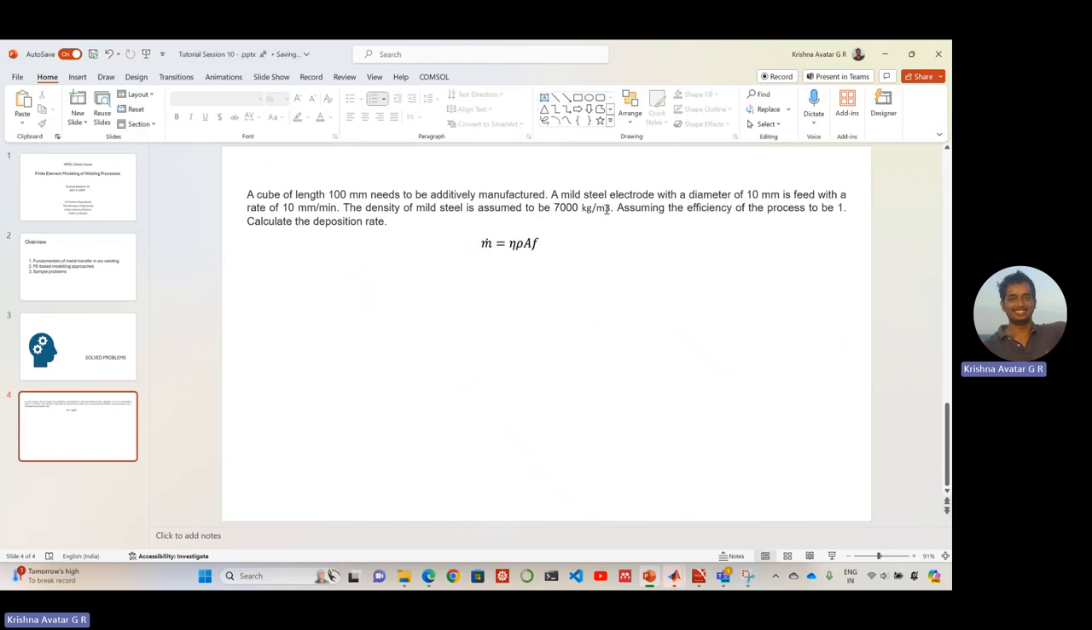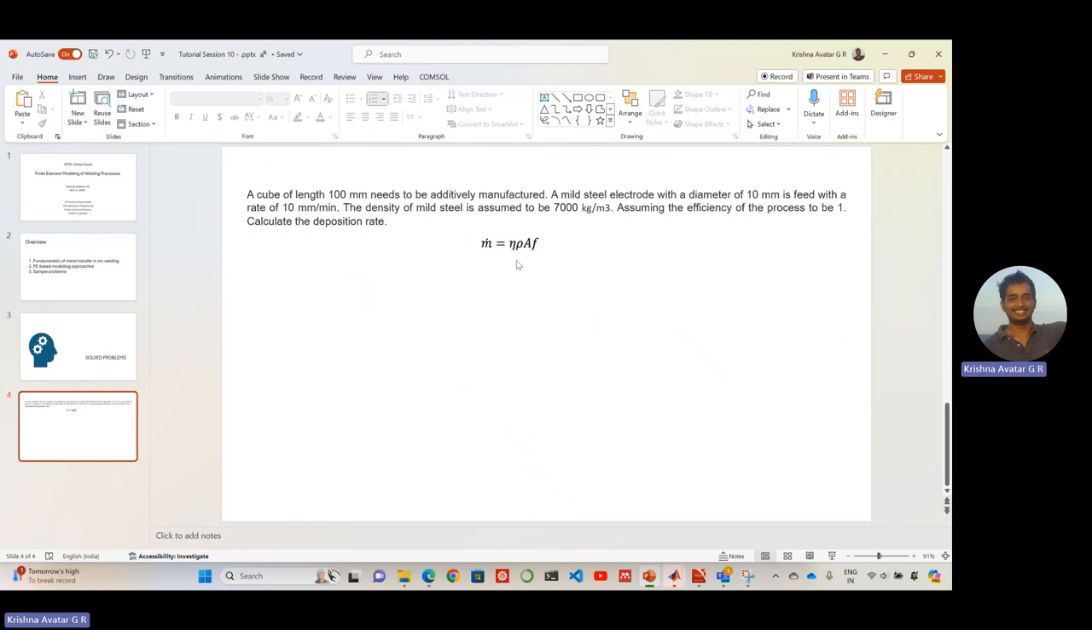So what are we given? We are given the diameter of the mild steel electrode, using which we can compute A, and it's fed at the rate of 10 mm per minute. So that will be F, which we have to convert to meter per second. Then the density of the mild steel is assumed to be 7,000 kg per meter cubed.